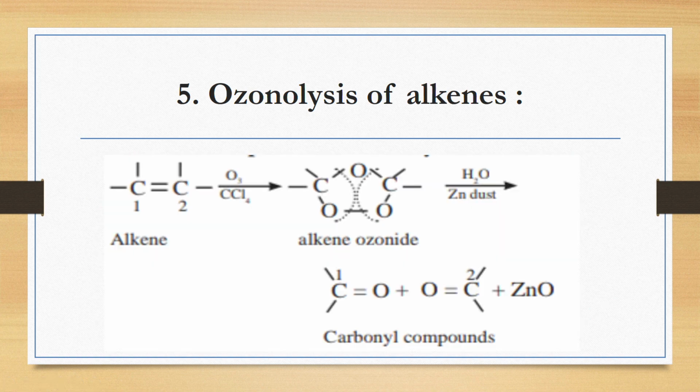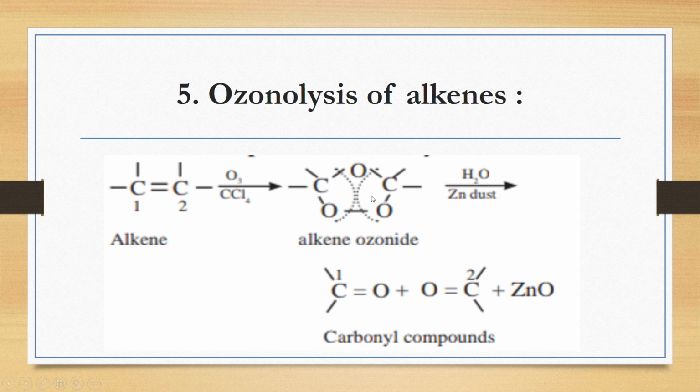This is the general reaction. Here the carbon-carbon double bond, that is the alkene, is treated with O3 molecule, ozone, in presence of carbon tetrachloride as solvent, and you can see formation of alkene ozonide. This double bond is broken. 3 oxygen atoms will enter in between carbon atoms in this way: 1 oxygen between 2 carbon atoms, and then 1 oxygen to each of the carbons, and cyclic ozonide will get formed.